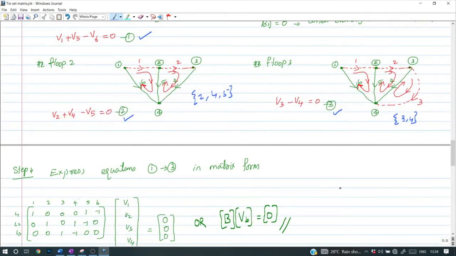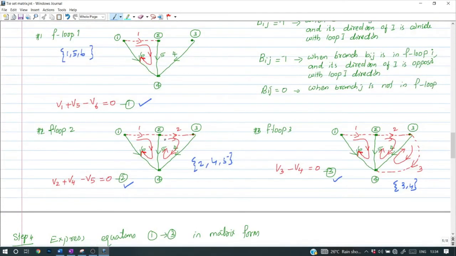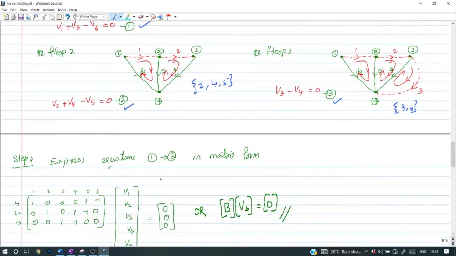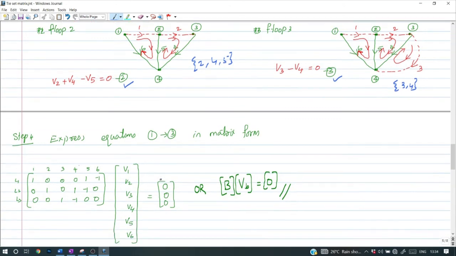Now we can express these three equations: equation number 1 obtained from fundamental loop 1, equation number 2 obtained from fundamental loop 2, and equation 3 obtained from fundamental loop 3. We can express those three equations in matrix form like this. This matrix is termed the tie-set matrix. This is the branch voltage matrix, and this is the null matrix.